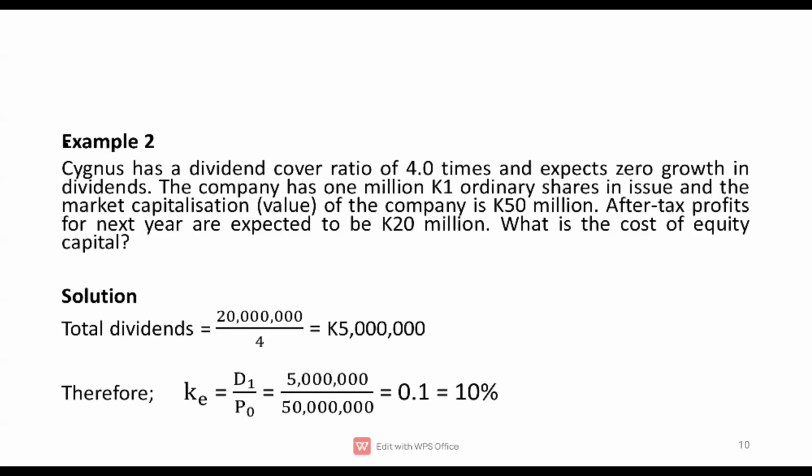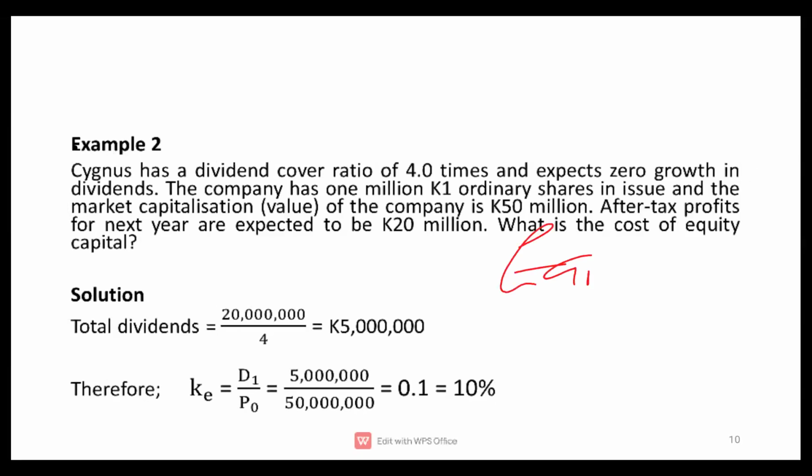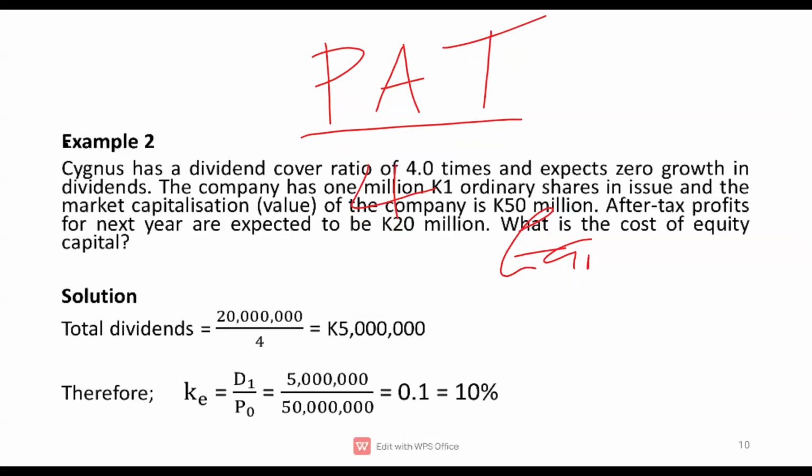So now listen. To find the total dividends, you need the profit after tax divided by the dividend cover. That gives us the value of the dividends that we expect. We can divide that by the market capitalization value, and you find 10% as the cost of equity. That's the other way. So you should know how to work with dividend covers as well.